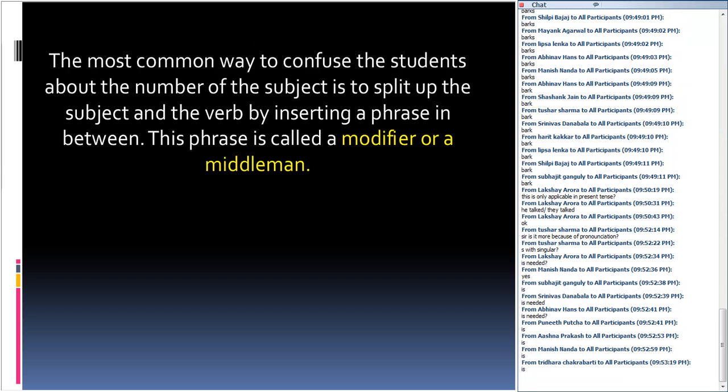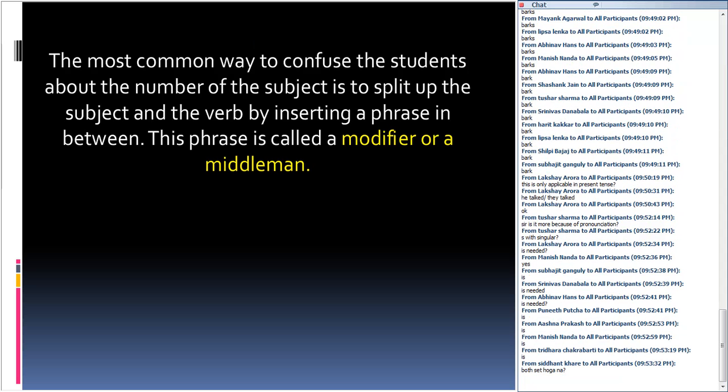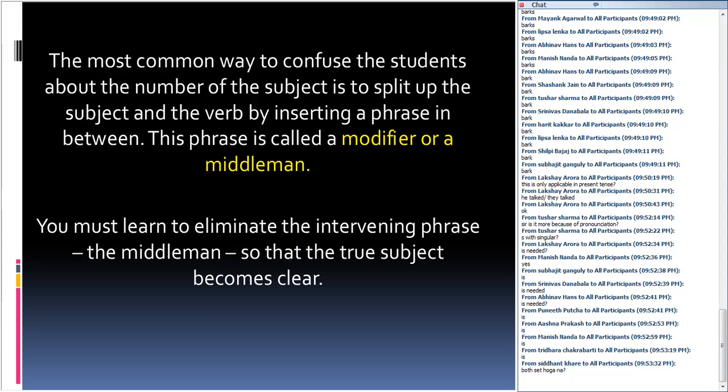Now, in examinations, the most common way to confuse the students about the number of subjects is to split up the subject and the verb by inserting a phrase in between. Okay. Now, this phrase is called a modifier or a middleman. सब्जेक्ट और वर्ब के बीच में जितना इंफॉर्मेशन है, ज्यादातर वो एक्स्ट्रा इंफॉर्मेशन होता है, उनको मिडलमैन या मॉडिफायर कहते हैं. And you must learn to eliminate this intervening phrase, you must eliminate the middleman so that the true subject becomes clear.